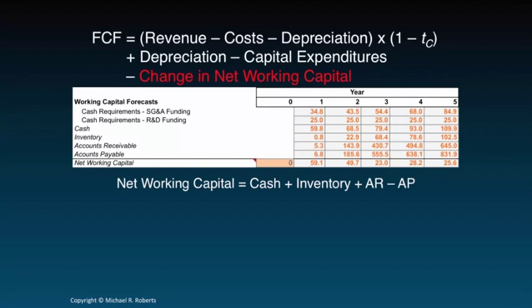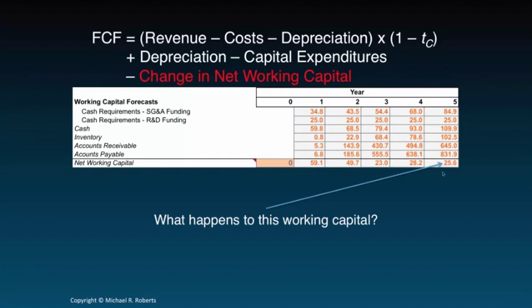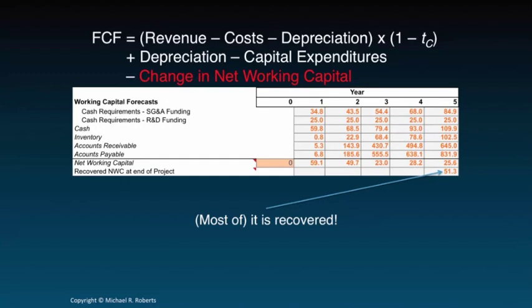But here's a question. What happens to all this working capital here at the end of the project? Specifically, what happens to all the cash that's sitting there, or the inventory, or the accounts receivable, the customers from whom we're waiting to receive payment, or the accounts payable, the suppliers who are awaiting our payment? What happens to all that net working capital? Well, like physical assets, it doesn't just disappear. In fact, most of it is going to be recovered. Not all of it, and I'll explain why in just a second.